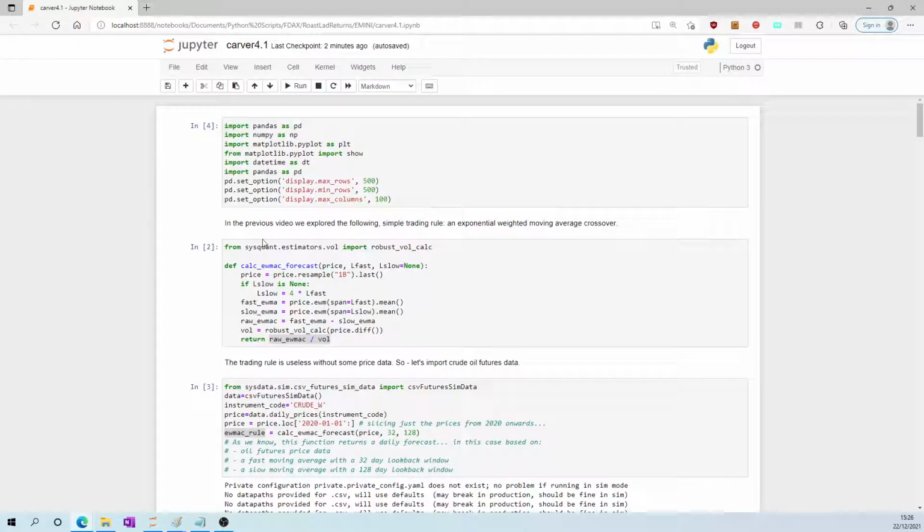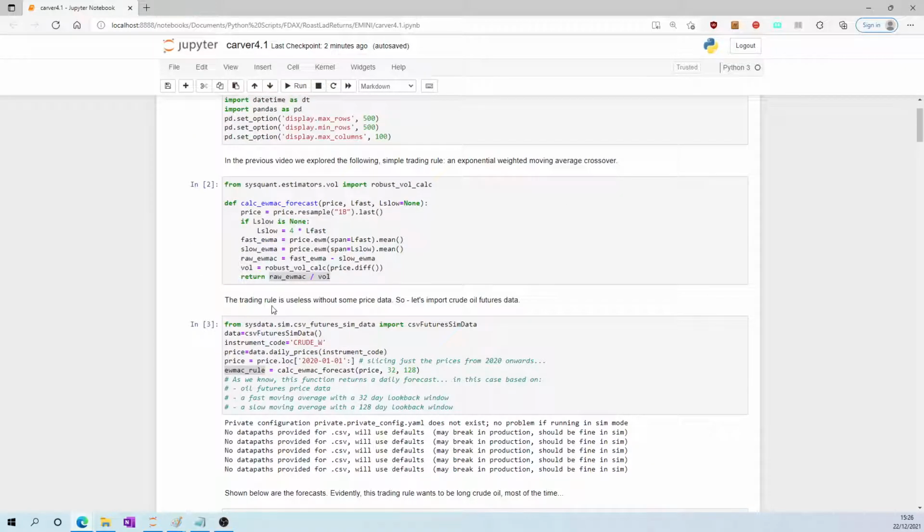In the previous video, we explored the following simple trading rule, exponential weighted moving average crossover, EWMAC. The trading rule is useless without some price data, so let's import crude oil futures data.